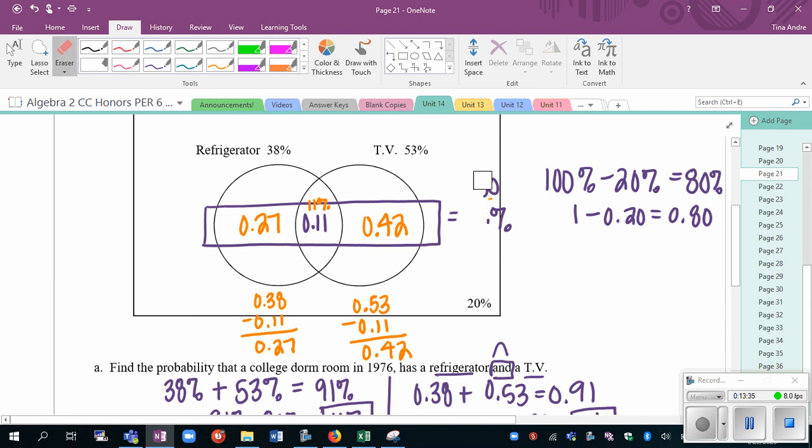I'm going to actually switch these just so it matches with my decimal. So it takes me to that 0.80. So there you have it. So that's how we fill it in.